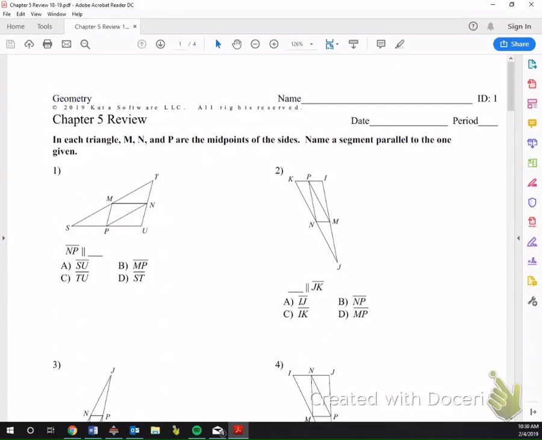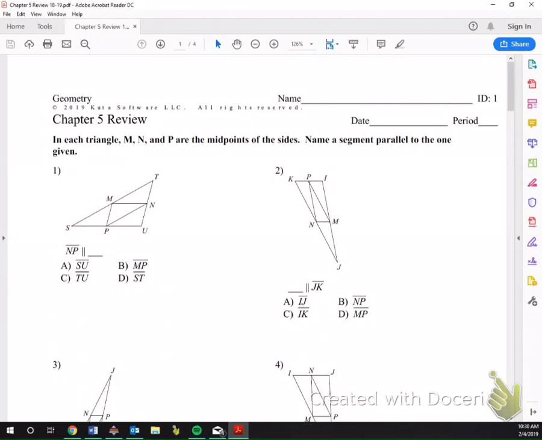Remember, when we connect two midpoints, we get a mid-segment. If you check your notes, you'll see that the mid-segment theorem says that mid-segments, which connect two of the sides, are parallel to and half the length of the third side. Third side being the one they do not touch. So, on number 2, we're going to look at what they give us.